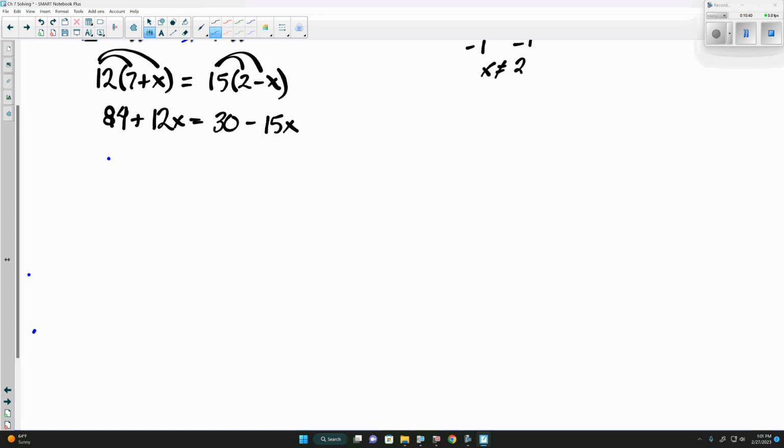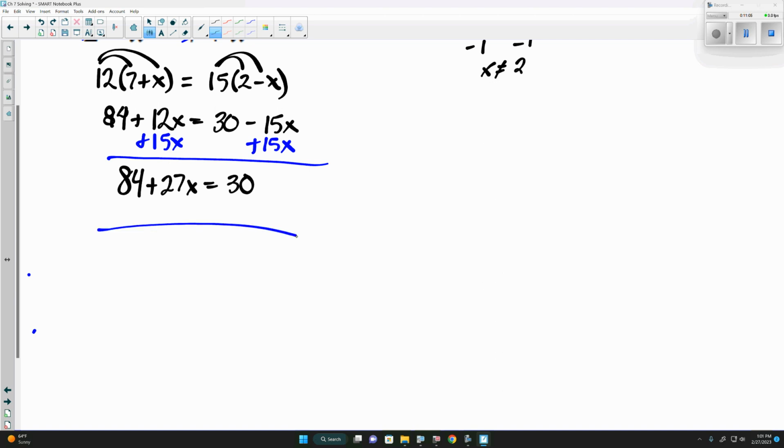Now again, since x is to the first power, we just need to get x by itself. So what can we do first? Yeah, we could add 15x. We could have subtracted 12x. We could have subtracted 30 or subtracted 84 from both sides. Any one of those would work. We just need to pick one to do first. And what that'll tell us is 84 plus 27x is equal to 30.